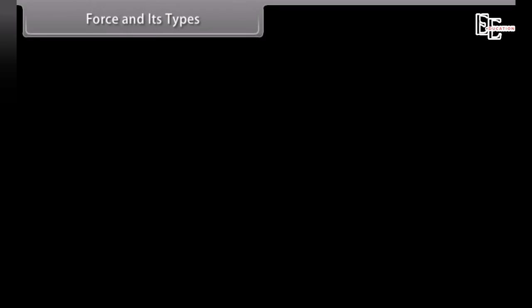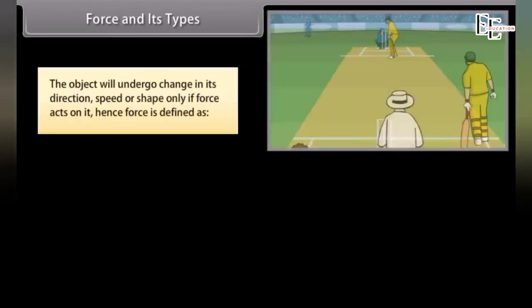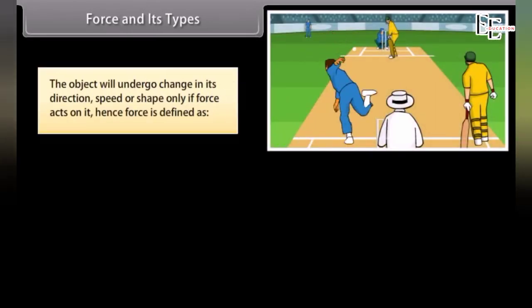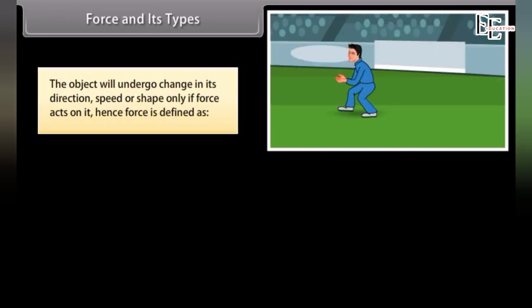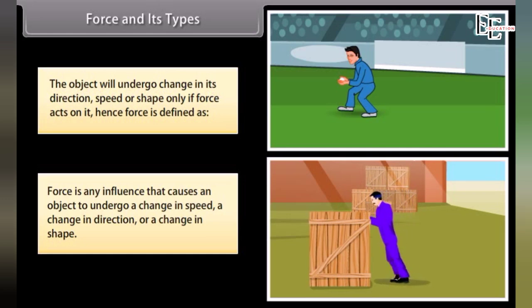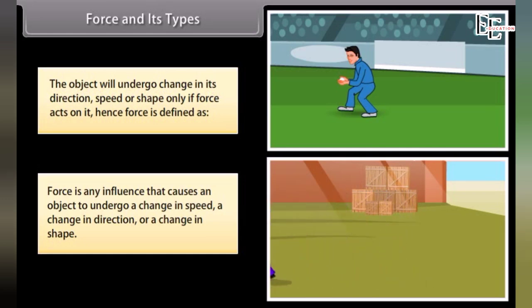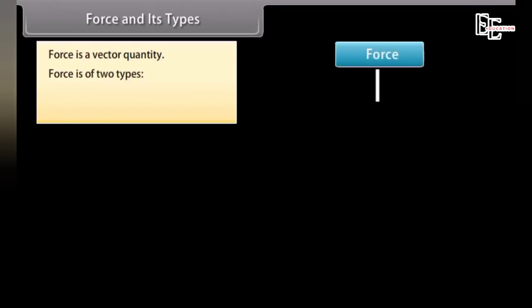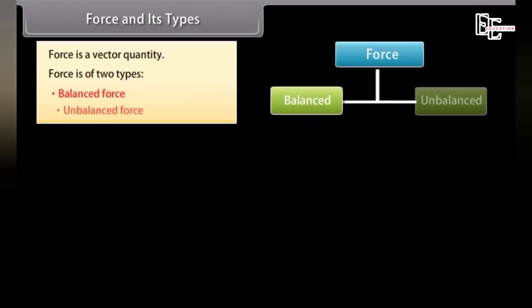Force and its types. An object will undergo a change in its direction, speed, or shape only if force acts on it. Hence, force is defined as any influence that causes an object to undergo a change in speed, a change in direction, or a change in shape. Force is a vector quantity. Force is of two types: balanced and unbalanced.